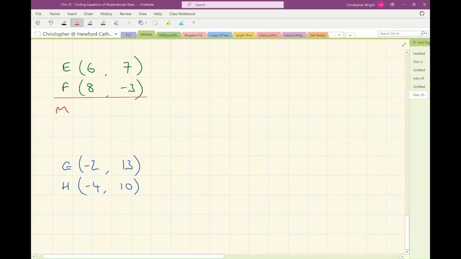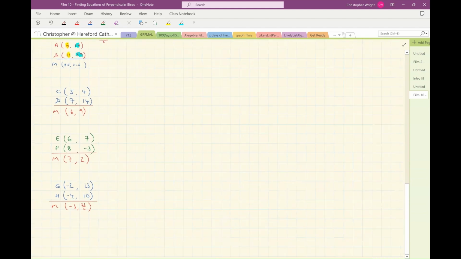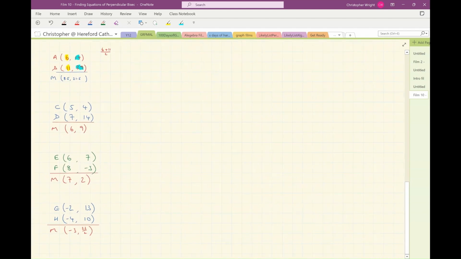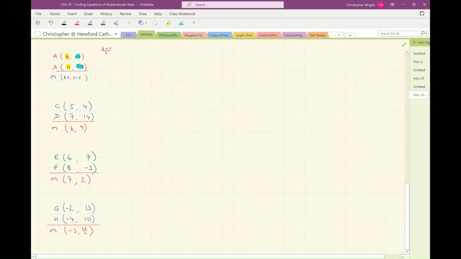Capital M. Right, 6 and 8 is 14, so that's 7. 7 and minus 3 is 4, so that gives me 2. Okay, and here we go. Capital M. Minus 2 and minus 4 is minus 6. Divide by 2 is minus 3. 13 and 10 is 23. So 23 over 2. Or of course you could write 11.5. All right, so there you go. That is how to find the midpoint between 2 points.